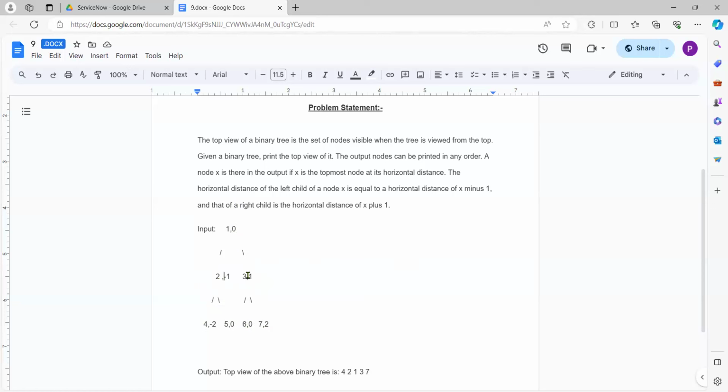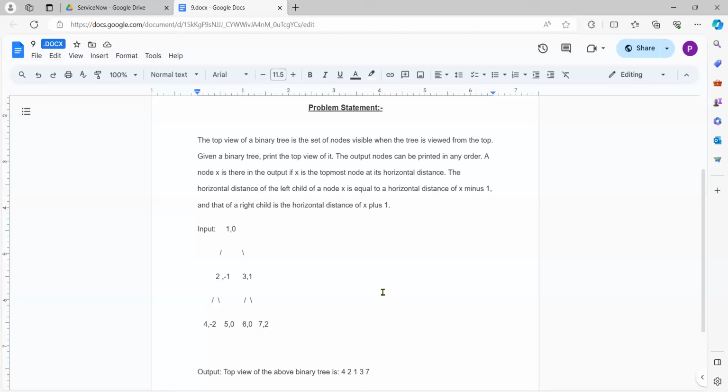Similarly, we will print 2, we will print 3, we will print 4, we will print 7. So output is going to be 1, 2, 4, 3, 7, like any order you can print. So we have 4, 2, 1, 3, 7. So this is what you have to do.